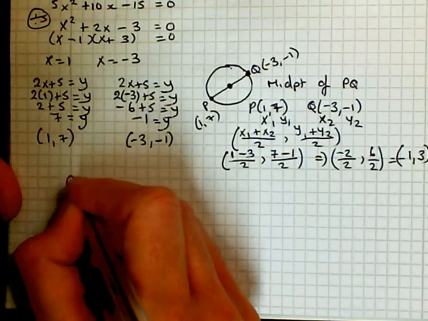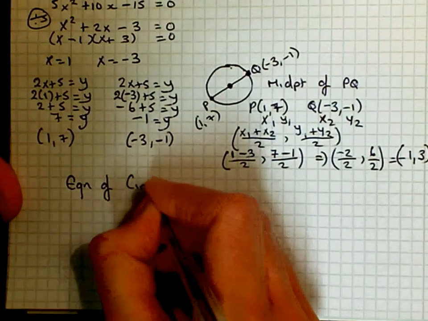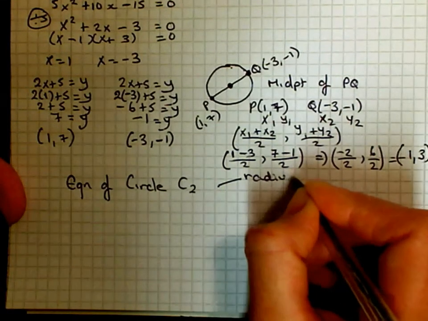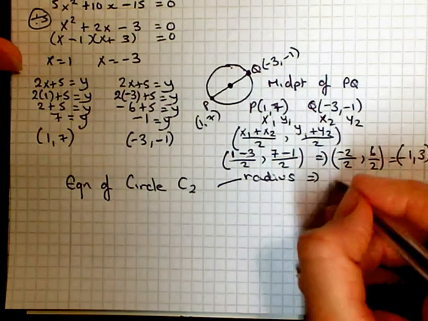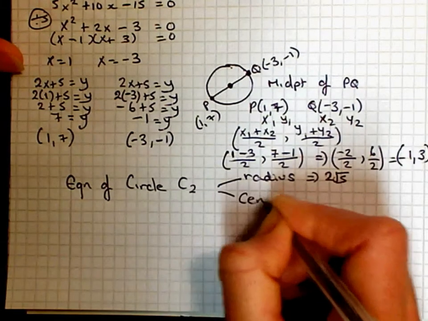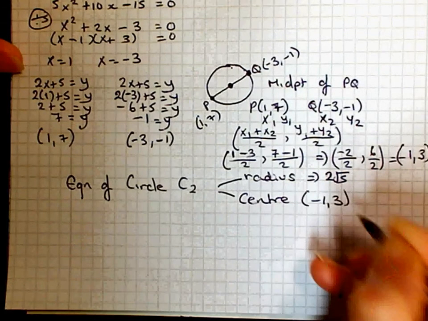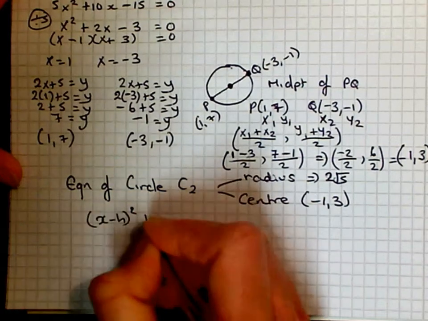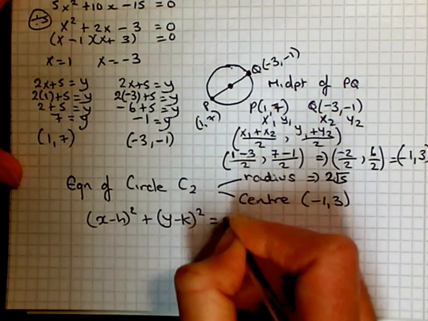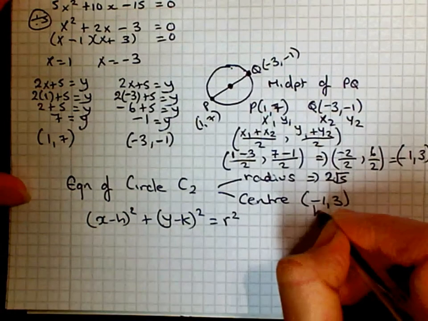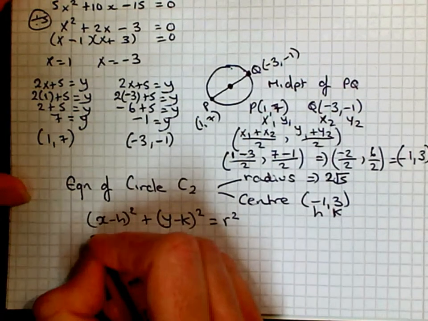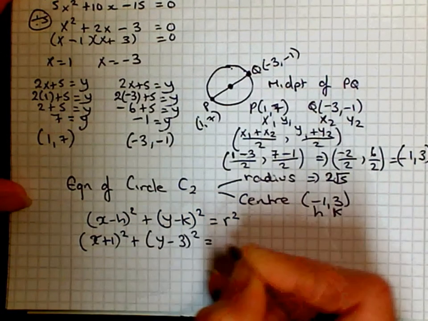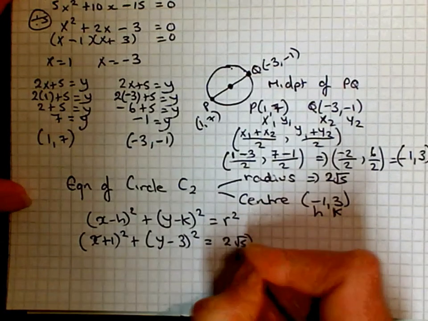So now to find the equation of the circle C2, we know that the radius is 2 root 5, and we know that the center is (minus 1, 3). So we use the equation (x minus h) all squared plus (y minus k) all squared is equal to r squared. So it's going to be x, and this is your h and k. So it's x minus minus 1, which is plus 1, all squared, plus y minus 3 all squared is equal to 2 root 5 squared.